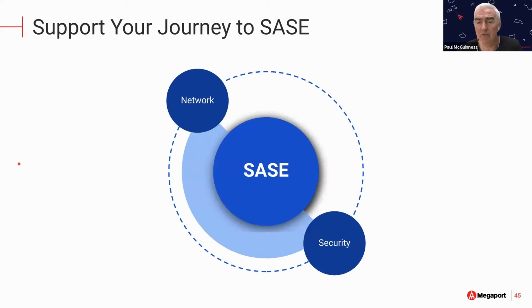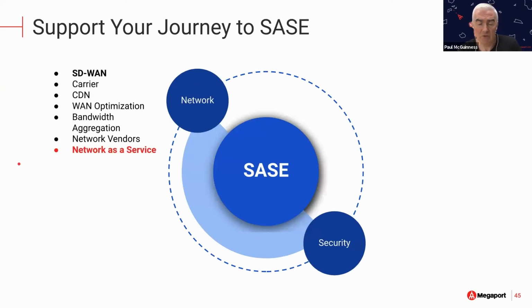So the final piece that I've got for you here today is really the support for your journey to SASE. So the Secure Access Service Edge was a term coined by Gartner a few years ago when they launched their article on this, really highlighting how you should securely deploy your network.